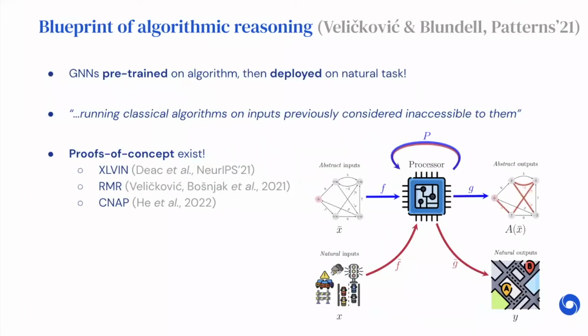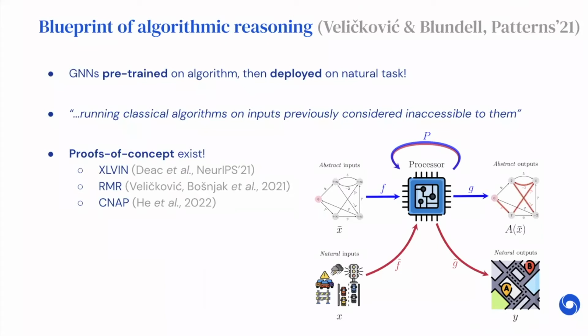So using the blueprint of algorithmic reasoning, you pre-train a graph neural network on an algorithm, then you deploy it on a natural problem. And I should highlight that this is now no longer just in the realm of we believe this is possible. We actually have a few existing papers that show that this proof of concept could exist.